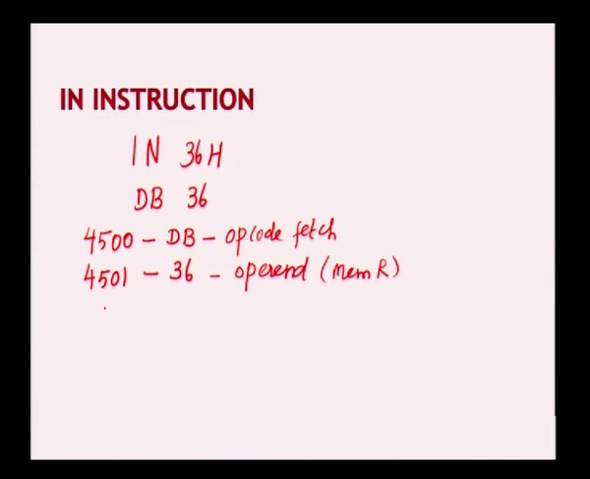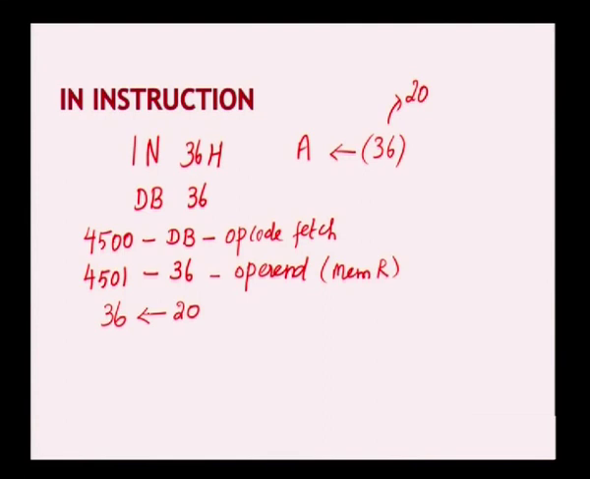Now, by using the IN instruction, the content from port 36 is moved to the accumulator, the A register. First we load only the opcode, then we load the operand. When we have to transfer the data, we load the address 36, and the content of port 36 is loaded into the accumulator. What is the content? Suppose we assume the content is 20. So, now in the third cycle, the 20 is moved to the accumulator, and that is the instruction execution.